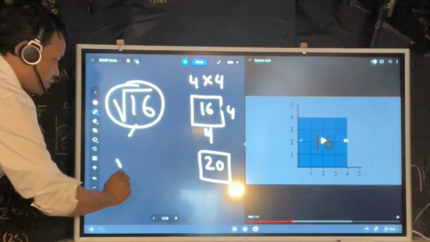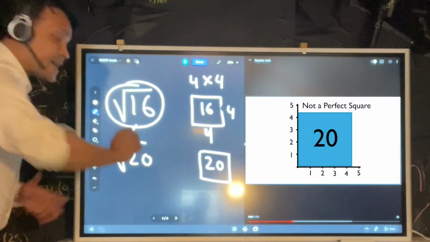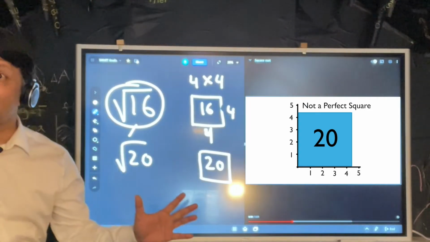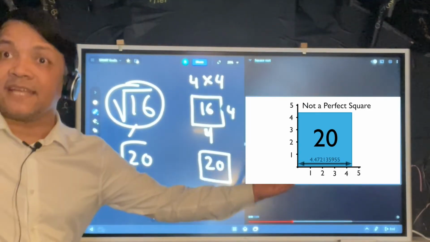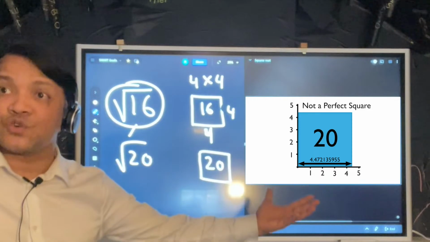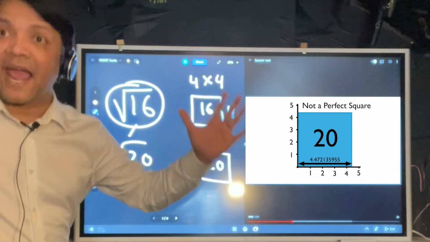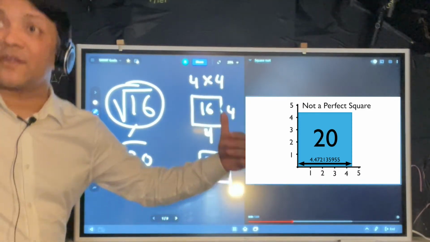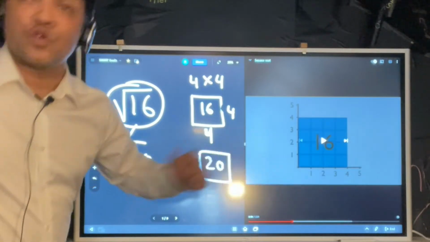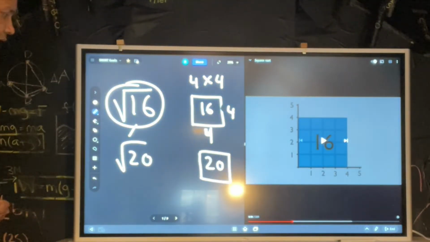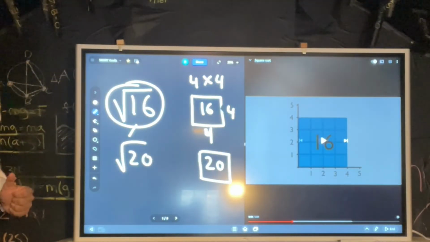So then we put the square root of 20 and we're going to ask the same question. Square root of 20 means find the side length of a square whose area is 20. Now I can find it if you want.